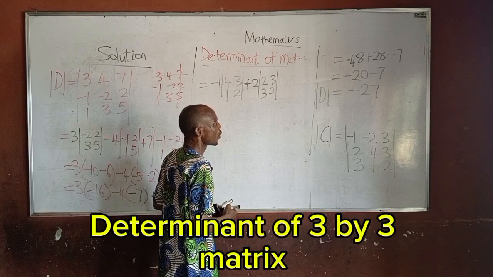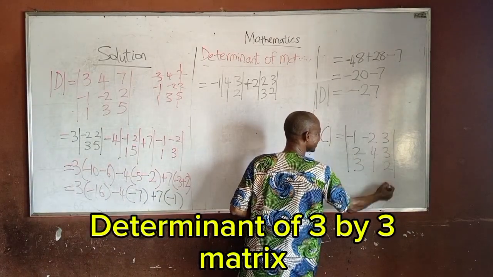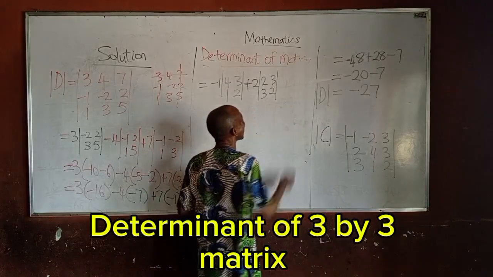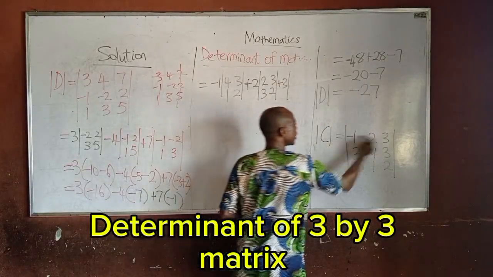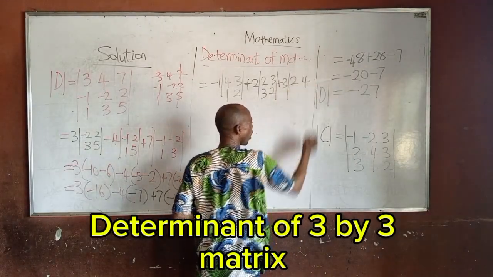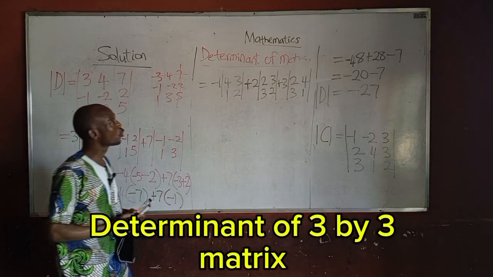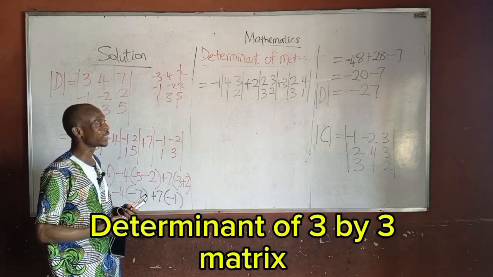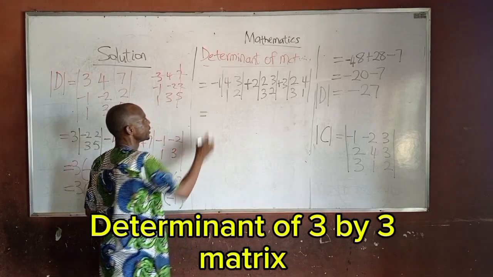Then the last, we are going to close the first row and the last column, the third column. So we now have plus 3. When we close this and this, we are going to get 2, 4 and 3, 1. So that is what we have. Now let's proceed with our determinant.